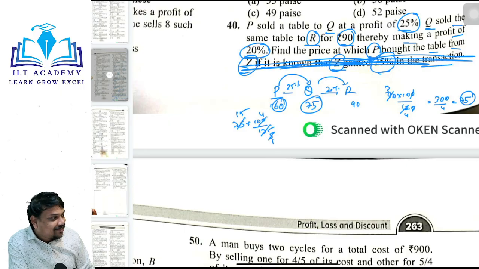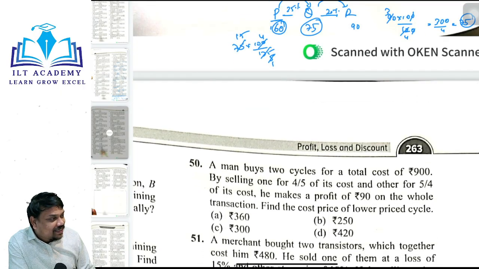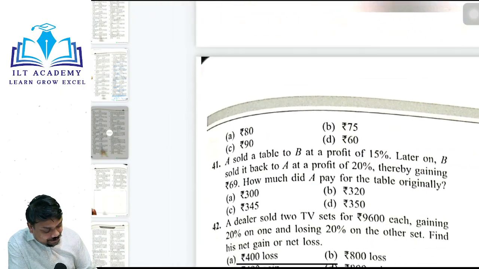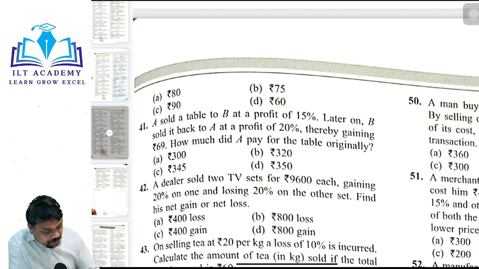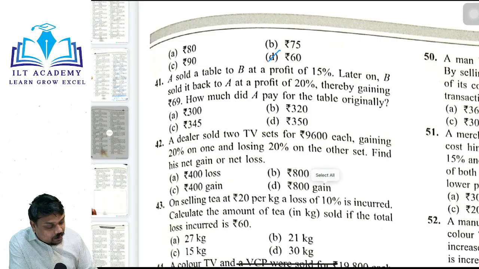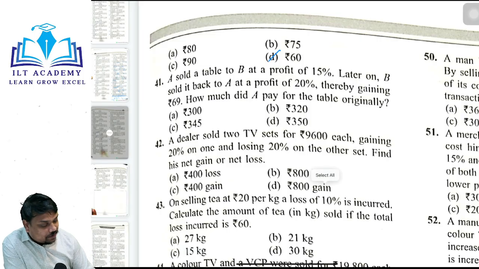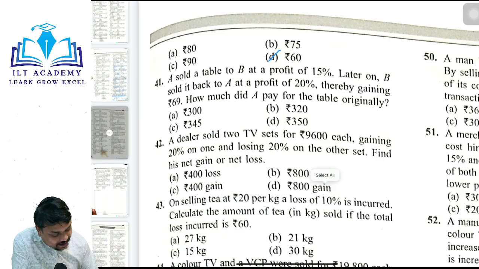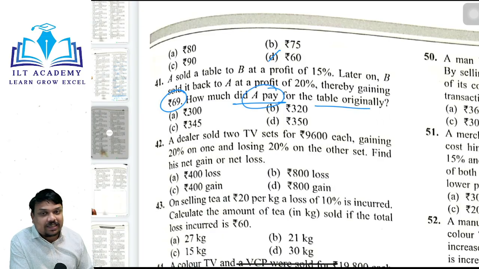Did you do the same thing in the other method? Yes, yesterday's. Do this question the same way. 41st question. A sold a table to B at a profit of 15%. Later B sold it back to A at a profit of 20%, thereby gaining rupees 69. How much did A pay for the table originally? Do it.